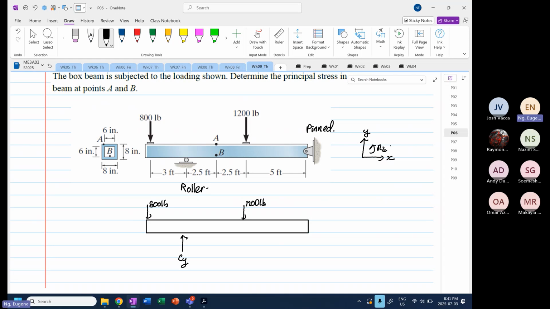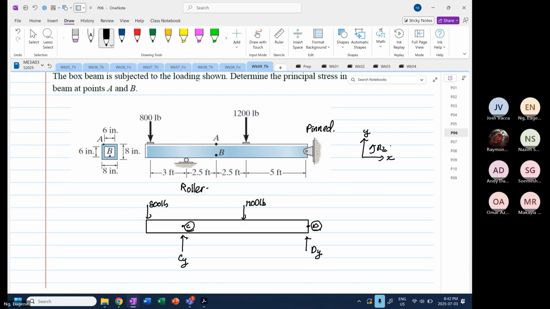Now some of you might ask, Eugene, how do you know CY is going up or down? It's just an assumption for now, but later on we can quickly find out whether this is right or wrong. Okay, and I'm going to assume DY this way. So this is my point C, and over here this is my point D.